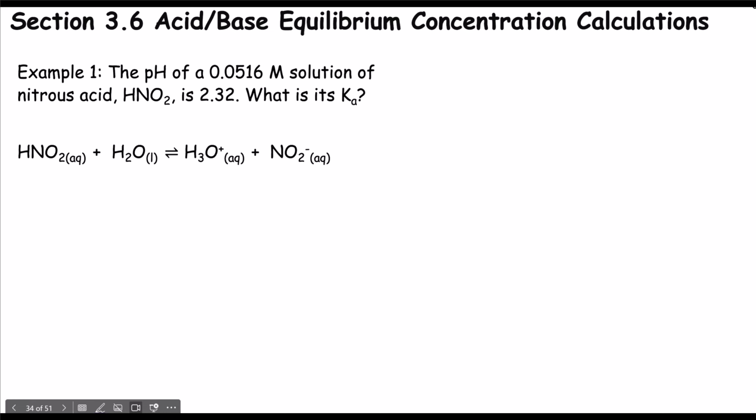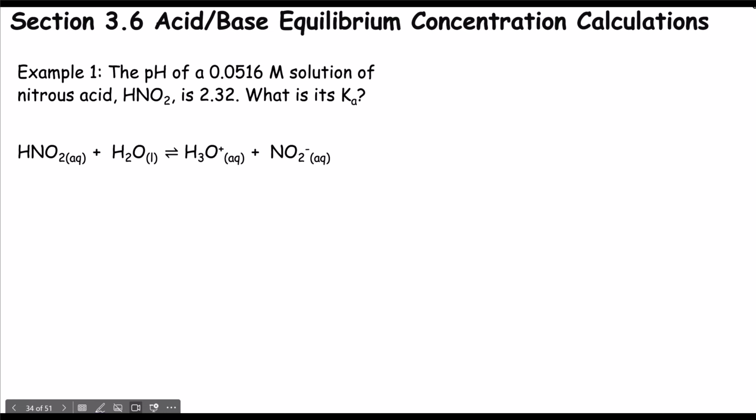In this video, we'll cover a little more complex calculation that involves pH, the Ka and the Kb, and equilibrium concentration. So here it says the pH of 0.051 molarity solution of nitrous acid, HNO2, is 2.32. What is its Ka? So let's go ahead and write down what we know so far.